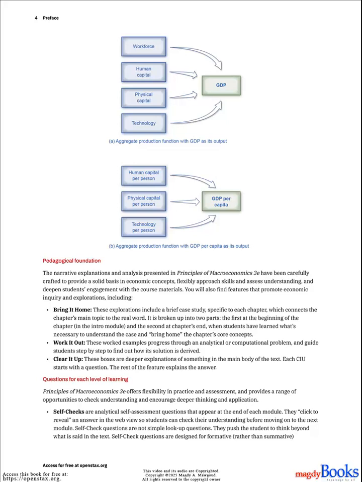These worked examples progress through an analytical or computational problem, and guide students step by step to find out how its solution is derived. 3. Clear it up. These boxes are deeper explanations of something in the main body of the text. Each CIU starts with a question. The rest of the feature explains the answer.